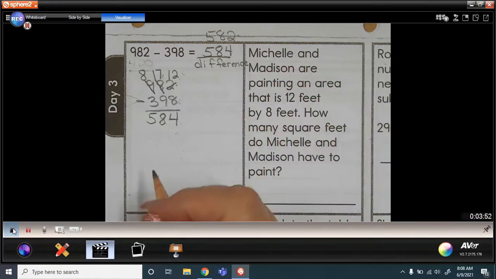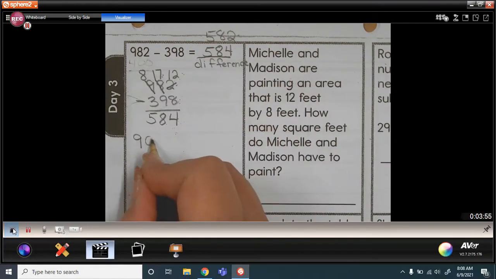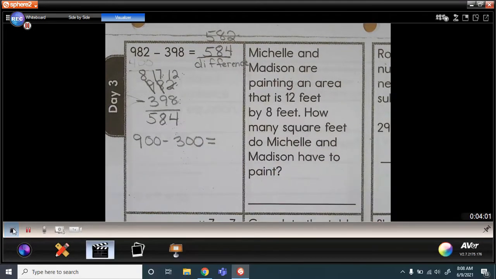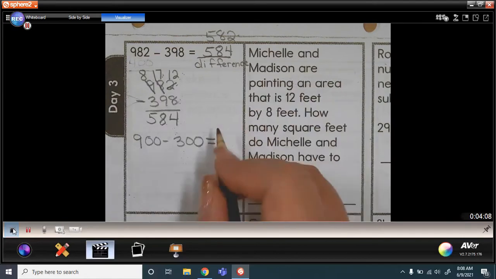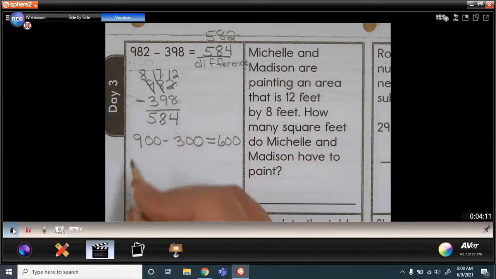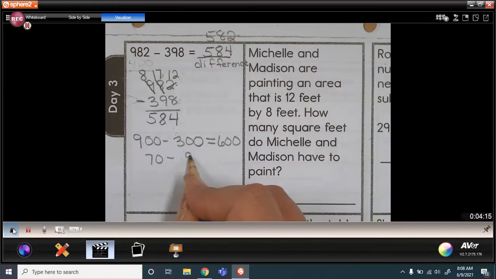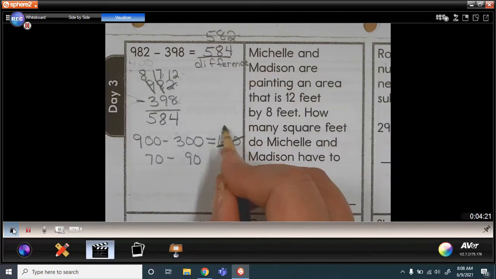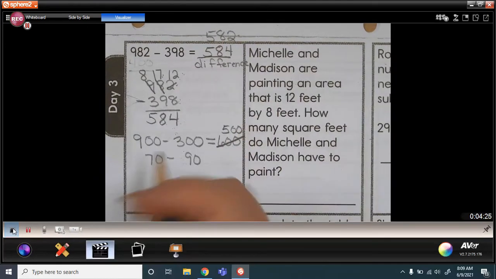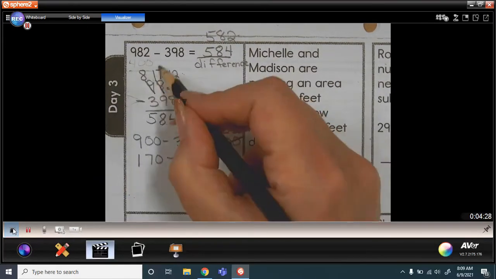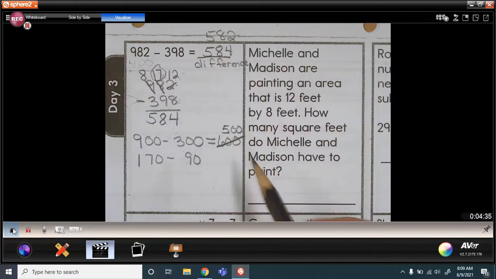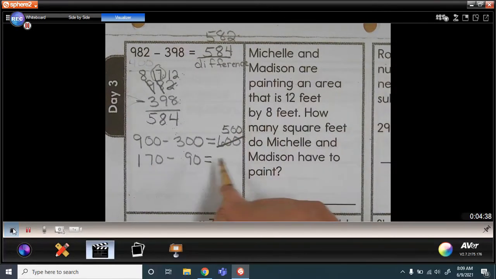Now, another way that I could think about this is I could start off with 900 minus 300. And in this strategy, I do not have to start in my ones place because I can still borrow when I need to. So 900 minus 300 is 600. I'm subtracting 70 minus 90. And of course, I can't do that. So again, I have to borrow 100, and I'm going to regroup it here as 170, just like I did here, except now I'm borrowing it from here instead of over here. But I still get 500, right? So 170 minus 90 is 80.